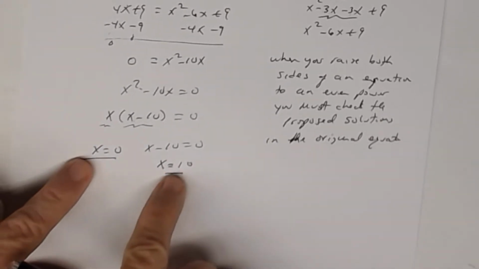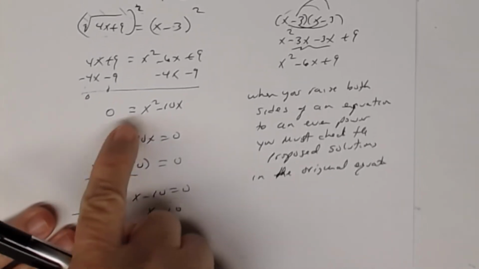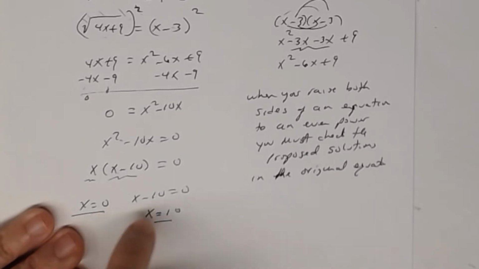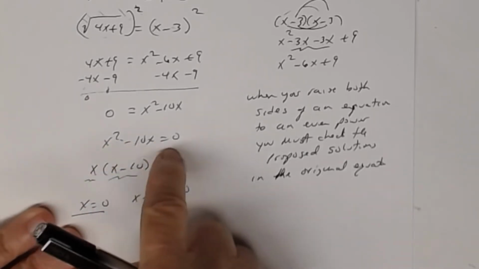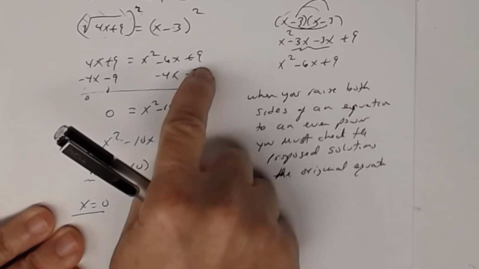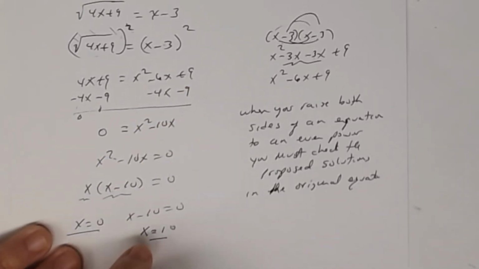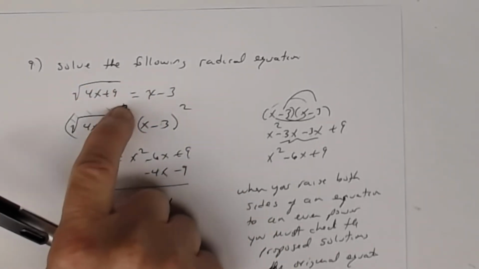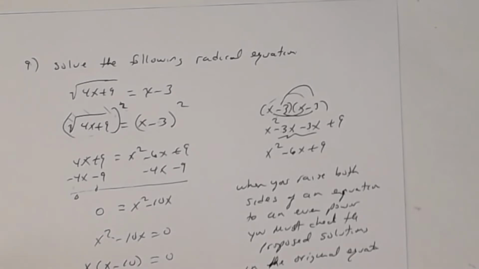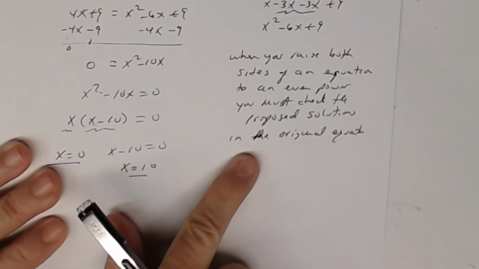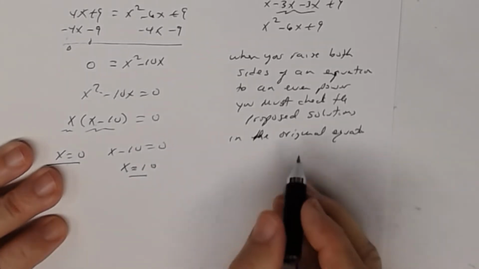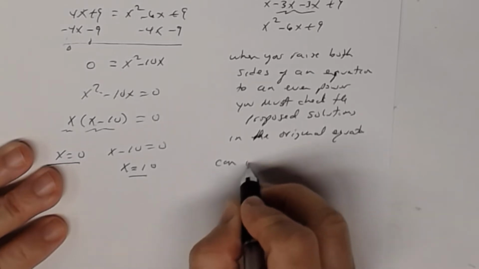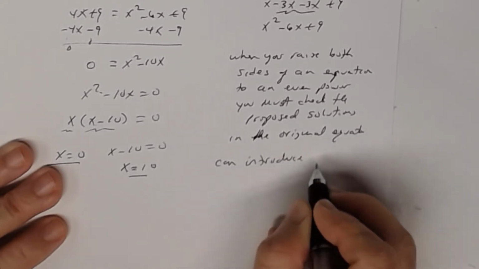All right, so these proposed solutions, 0 and 10, are solutions to this quadratic equation that we see here. Okay, so x equals 0, x equals 10 will make this equation true, this equation true, this equation true, this equation true. But the question is, are these solutions going to be solutions to this square root equation? And that's where you have to check, because in class, remember, we talked about the fact that when you raise both sides to an even power, it is possible you can introduce extraneous solutions.